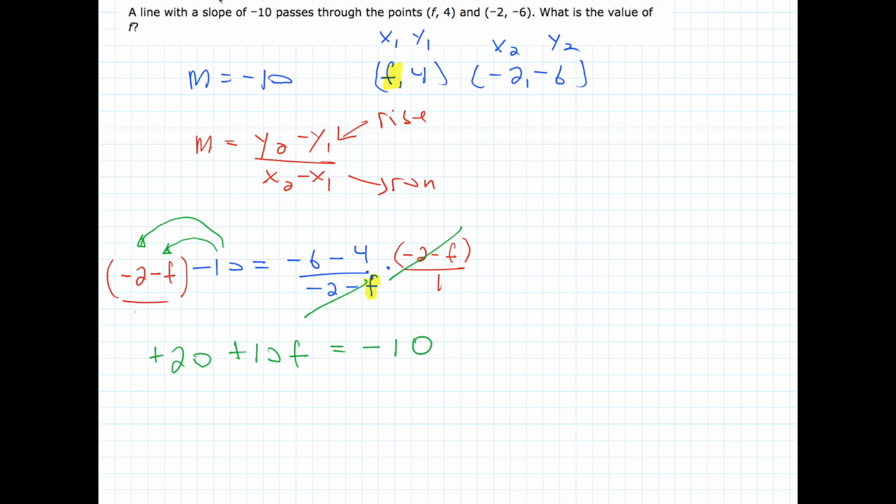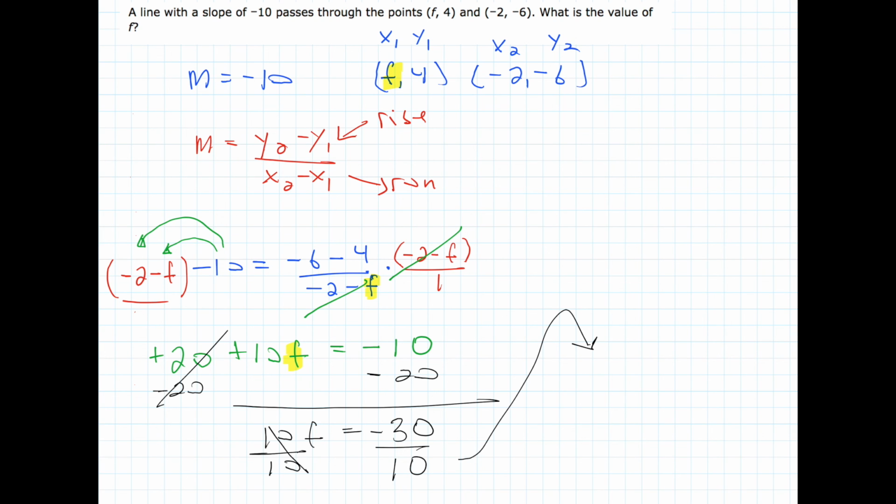All right, so remember, our goal is to get f by itself. So let's go ahead and subtract 20 from both sides. Minus 20, minus 20. All right, so those wipe out. Over here, you're left with 10f equals negative 30. Okay, and then divide both sides by 10. You're going to get f equals negative 3. And that's our answer.